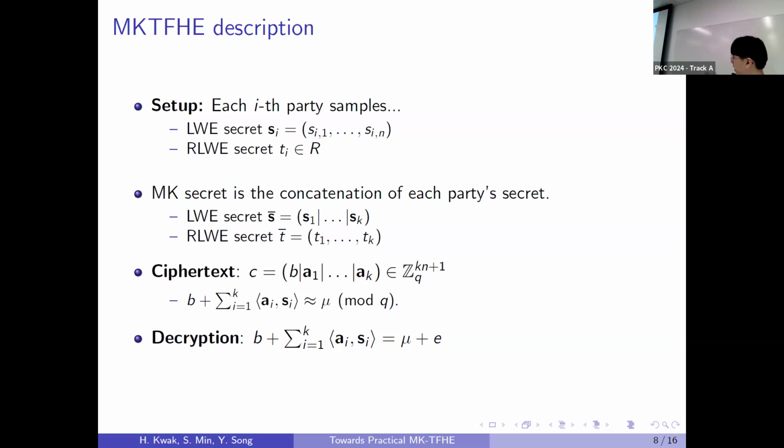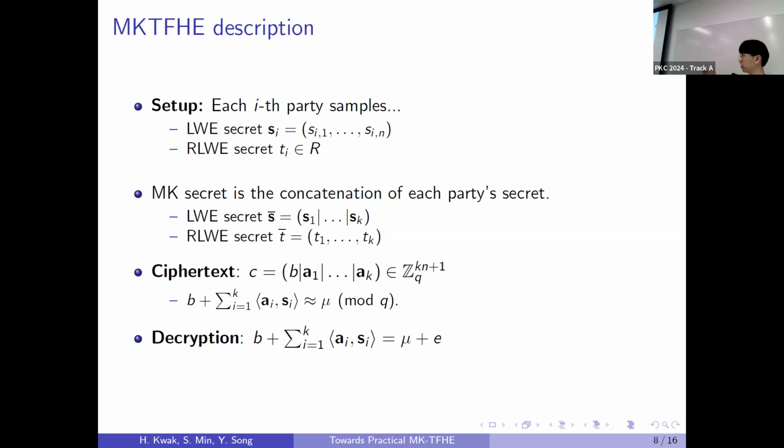So let's get into the details of the multi-key TFHE. In the setup phase, each i-th party samples an LWE secret S_i and an RLWE secret T_i. Then the multi-key secret is given as a concatenation of each party's secret. So for example, the multi-key LWE secret S is a vector of length Kn, which is a concatenation of the secret keys S_i, and the RLWE secret T is given as a concatenation of the RLWE secrets of each party.